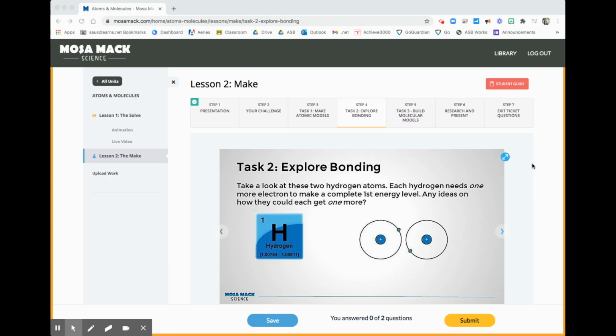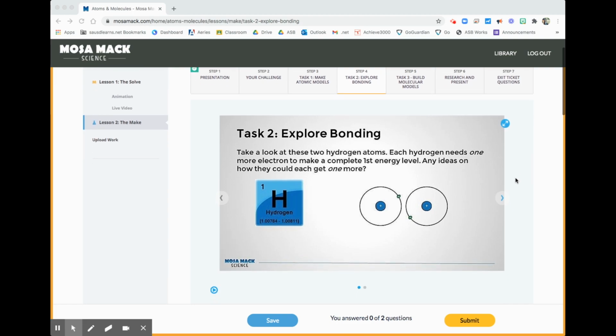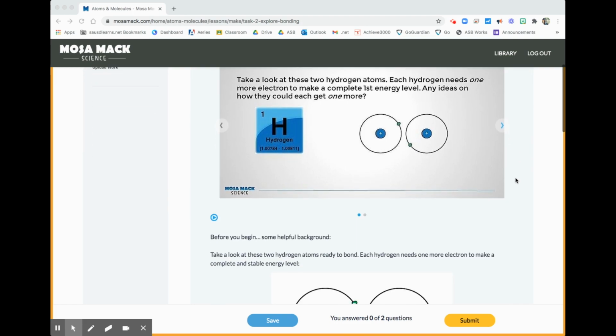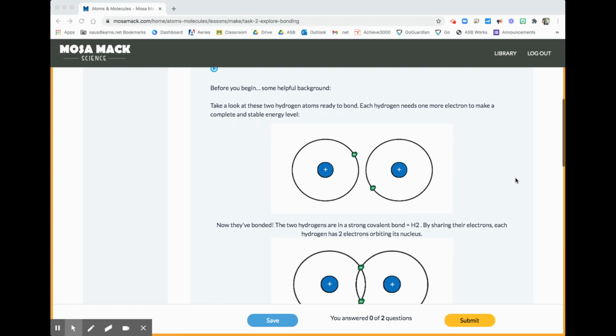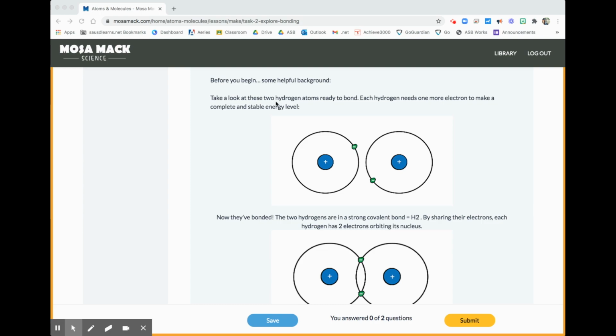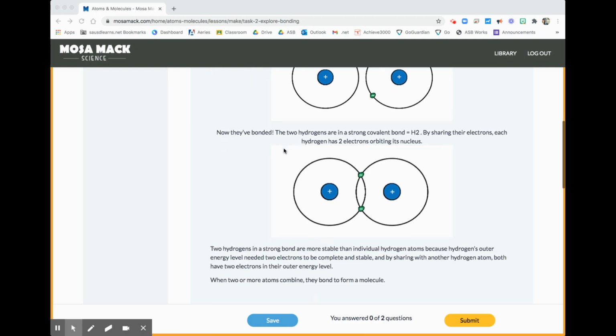All right, you guys, I'm bringing you back into Mosa Mack step 4. So I'm just going to briefly go over the demonstration that they have for you there. So take a look at these two hydrogen atoms ready to bond. Each hydrogen needs one more electron to make a complete and stable energy level. So what are they going to do? They are just going to bond with each other.